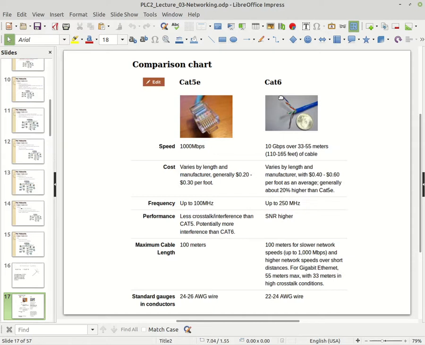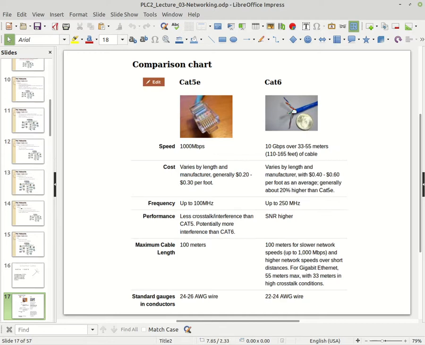Okay, Cat6 actually is good for up to 10 gigabits, as long as it's for a smaller distance, so only about 33 to 55 meters. If you start getting over that 33, you may not be able to guarantee that 10 gigabit speed. At that point, you probably want to be switching over to a fiber optic type connection.